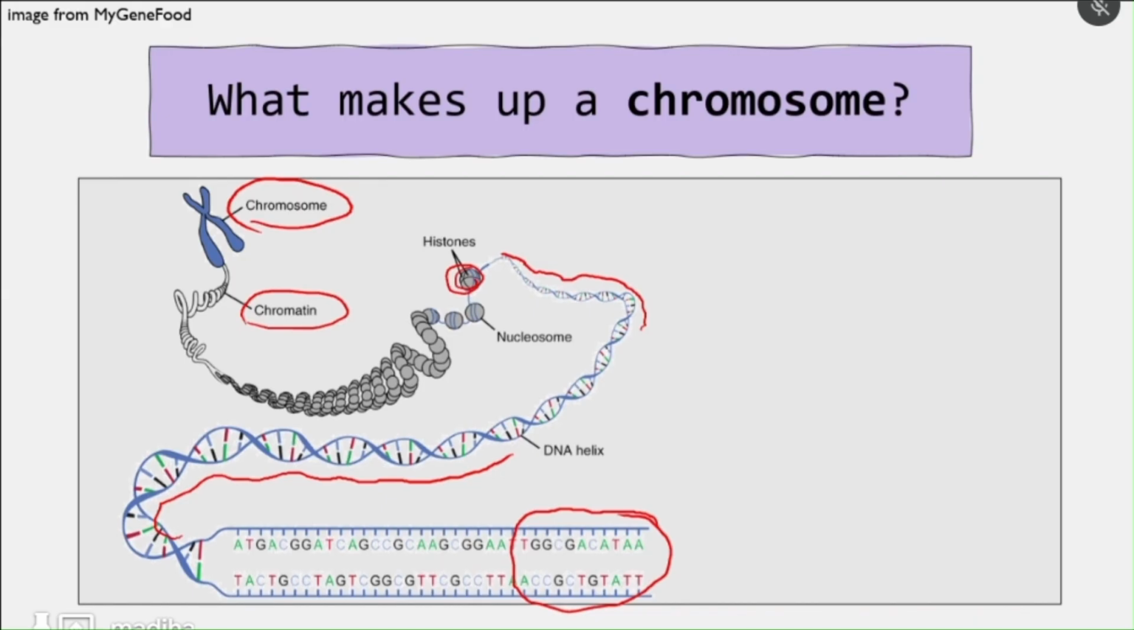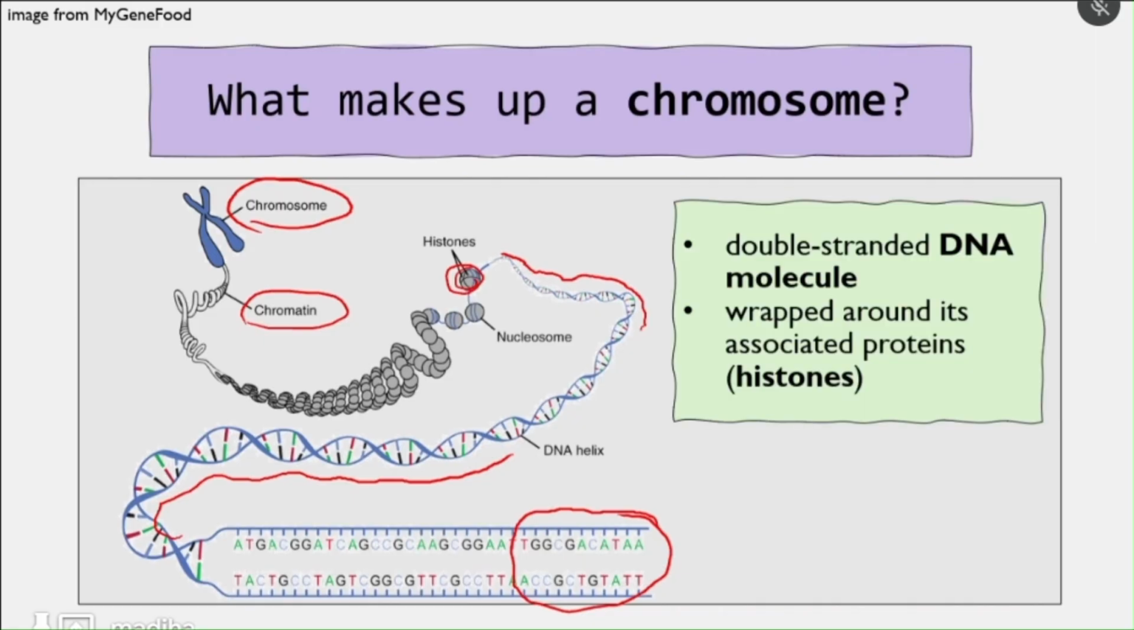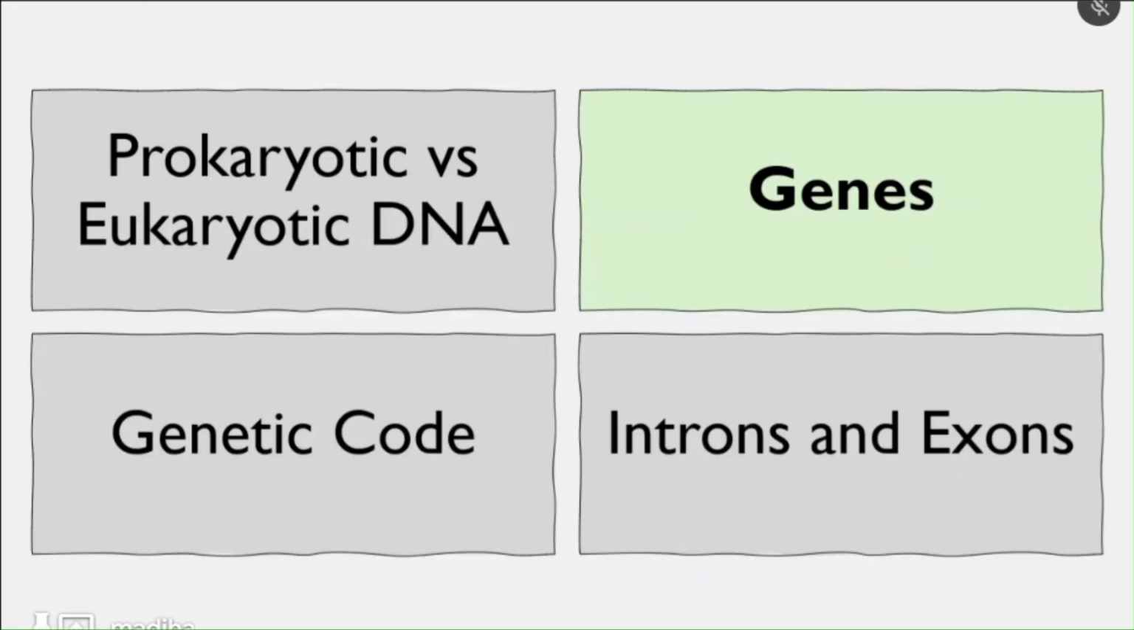So if you're asked in the exam what makes up a chromosome, you would say something like, it is a double-stranded DNA molecule, so this here, and it's wrapped around its associated protein, so the histones. That is what makes up a chromosome. That is what a chromosome is. It is the DNA helix, the DNA molecule, wrapped around all of the associated histones. And so that essentially covers prokaryotic and eukaryotic DNA.